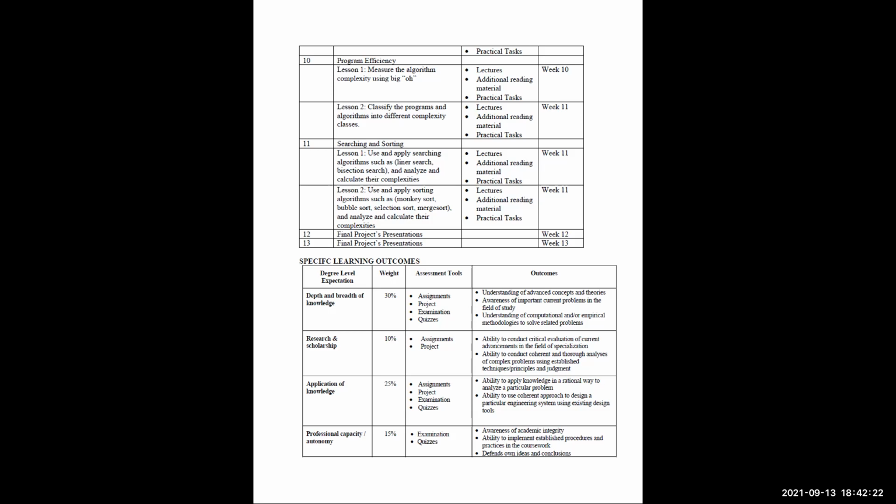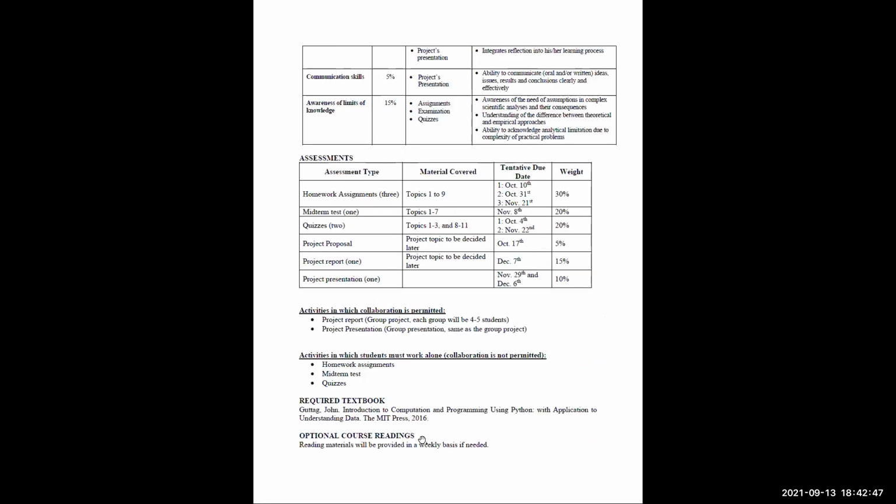Now, with the specific learning outcomes, with depth and breadth of knowledge, 30% of the course weight, or your final grade mark, will go toward this point. Then research and scholarship will be 10%. You'll learn some research skills. Application of knowledge, how you will apply the knowledge you gained, 25%. Professional capacity is 15% of the course weight. And communication skills and awareness of limits of knowledge. And this will form 100%, which is the total course grade, the final mark.